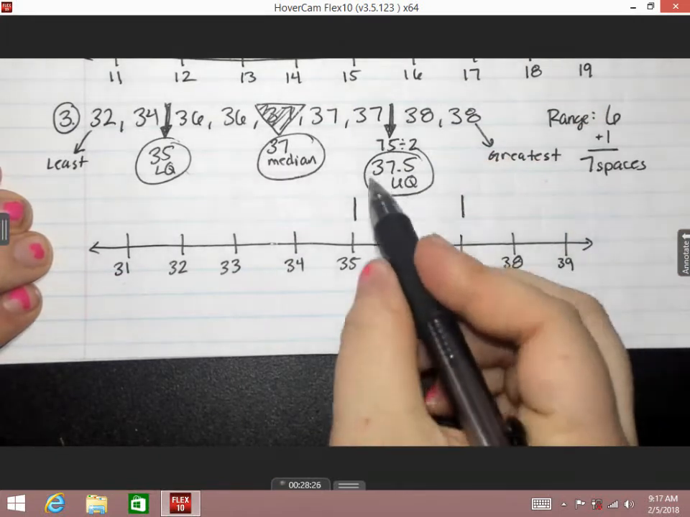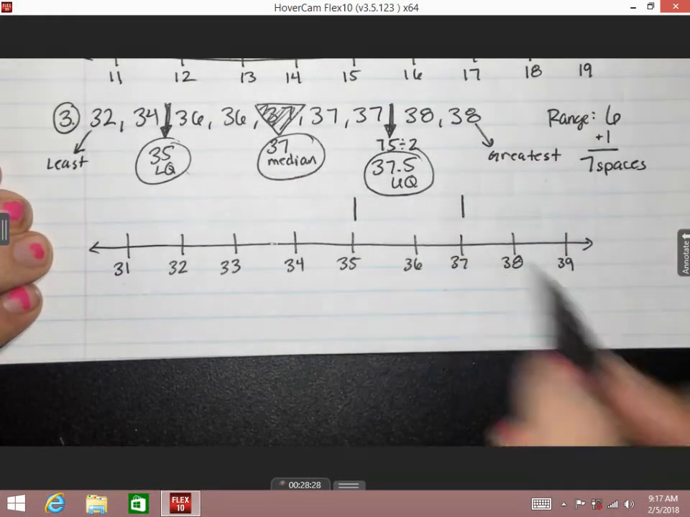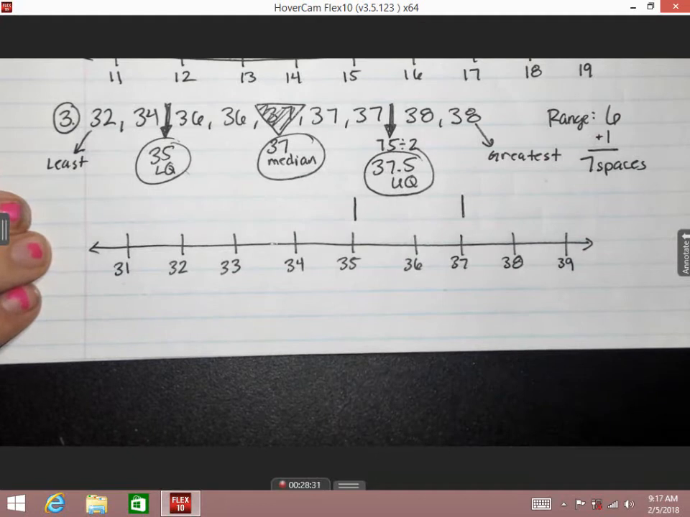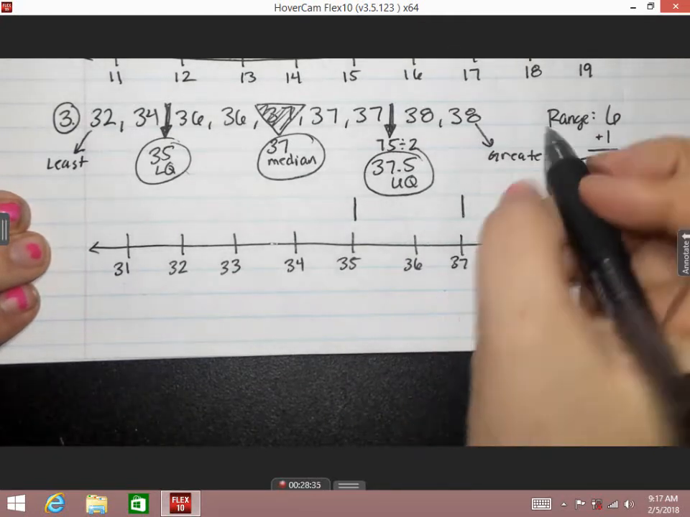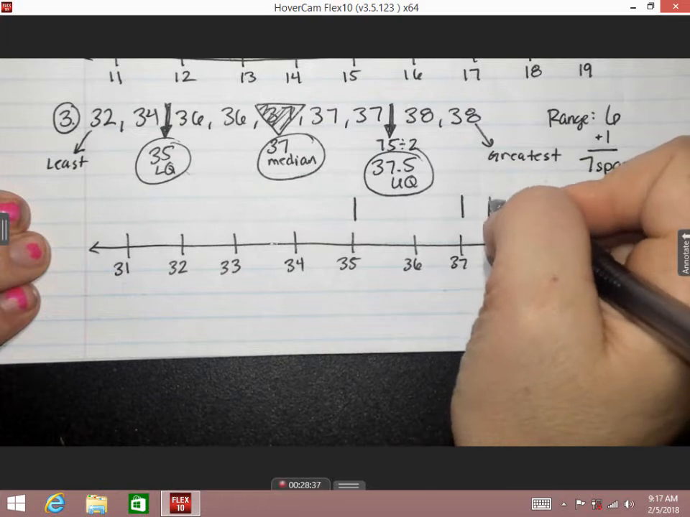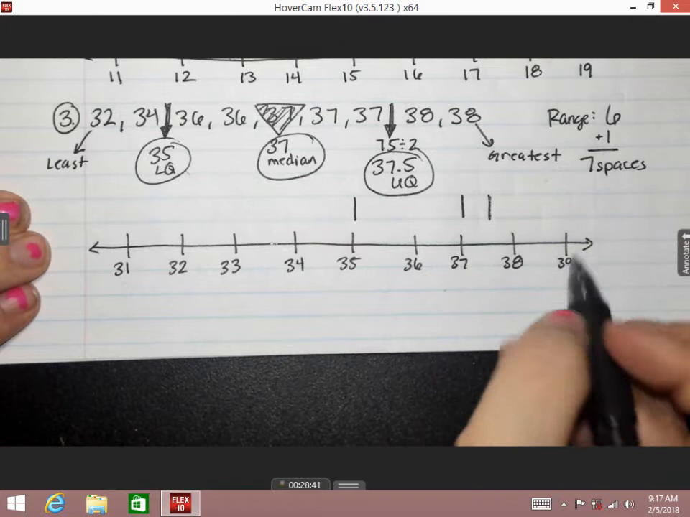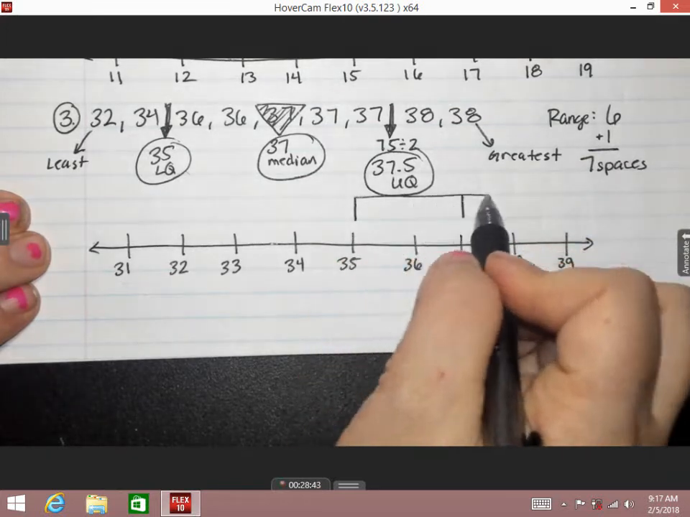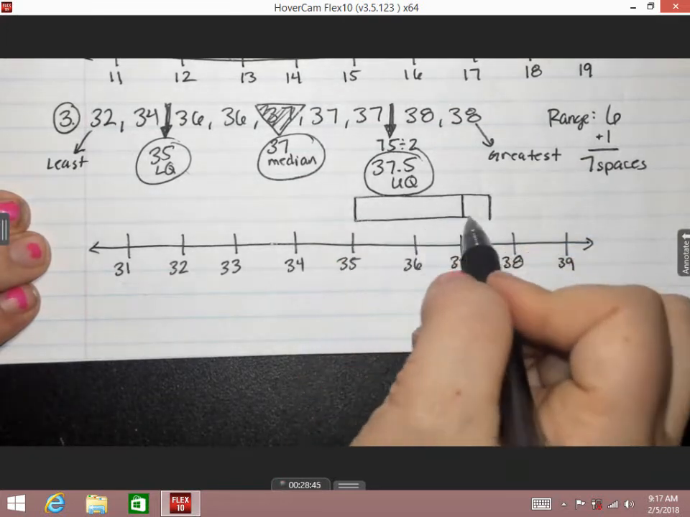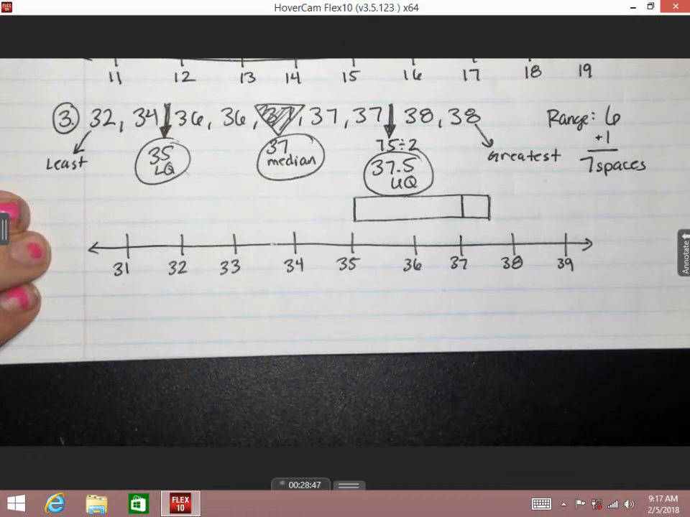Now 37.5 has to have a line. Did I put 37.5 on my number line? No. Very good, Kate. It's between 37 and 38. So you just have to be able to know, okay, I'm going to put a line right there in between those 2 numbers. Okay, so now I can connect those all on the top and connect them all on the bottom.